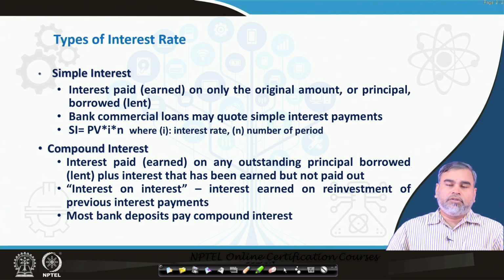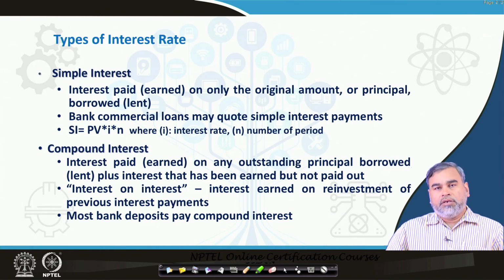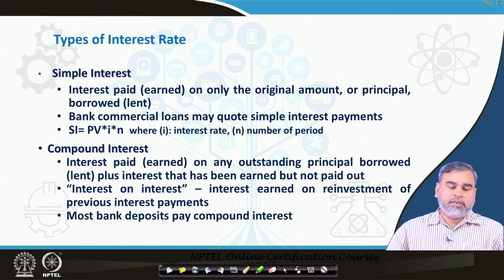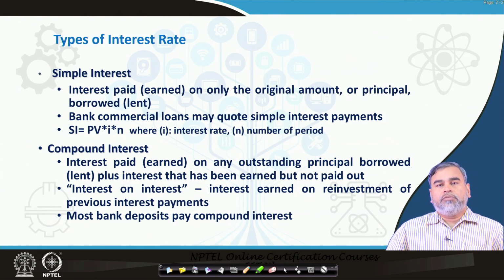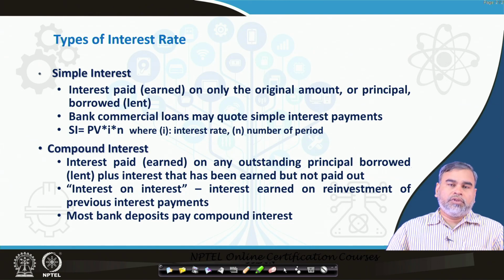Whenever we talk about simple interest, the interest is basically paid on the original amount. That means the principal, the money you have borrowed from the bank or the money the bank has lent. This is the way simple interest is calculated. Mostly the banks can use this simple interest calculation whenever the loan giving activities take place for the commercial banks.